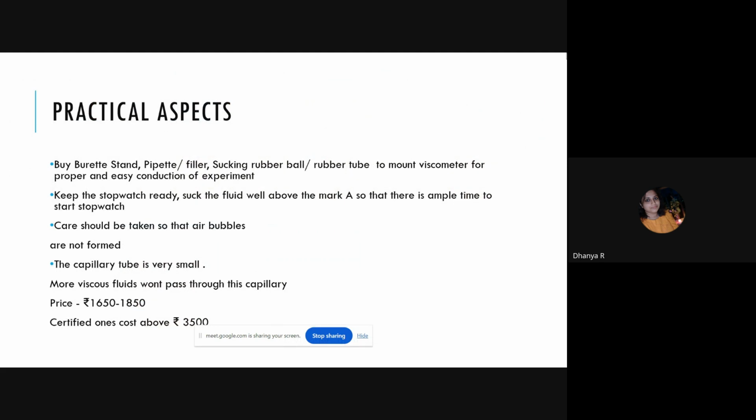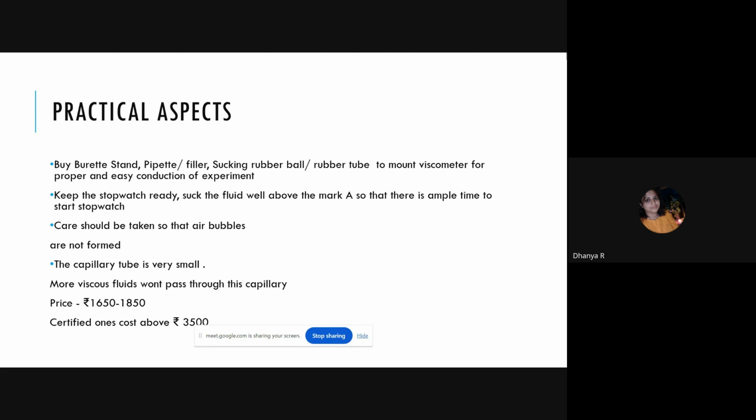Now coming to the practical aspects of this particular experiment, the first practical aspect is that if you're a new college, if you're not having a PG batch and all, if you're a UG college, then these instruments won't be there, and you would be buying new instruments, and new MSR also is having all these instruments. But the burette stand, pipette, filler, or the sucking rubber tube will be missed while you are buying the instruments. These are very much important in conducting this practical.